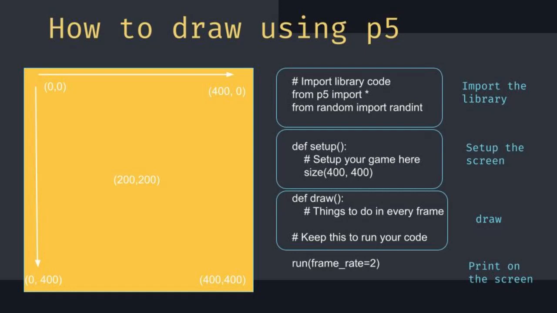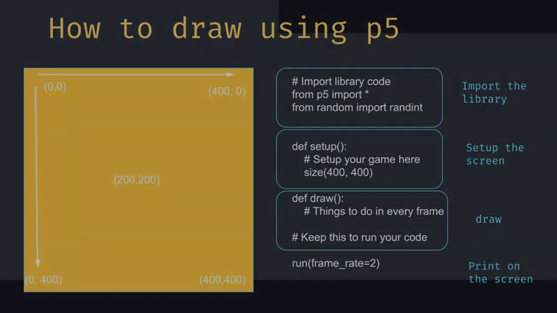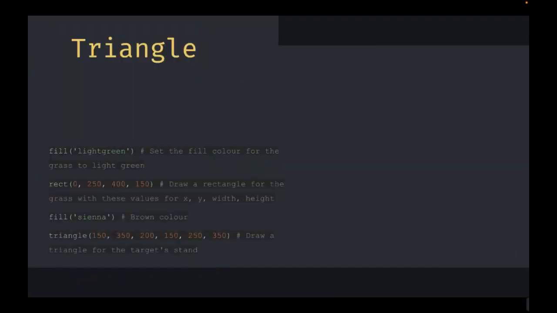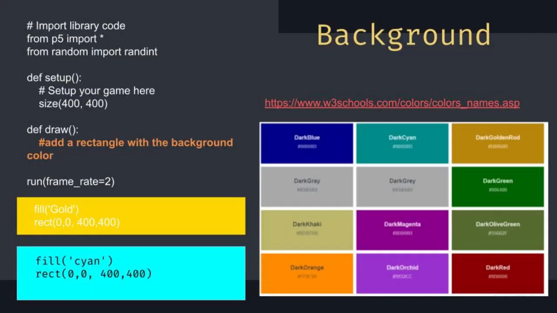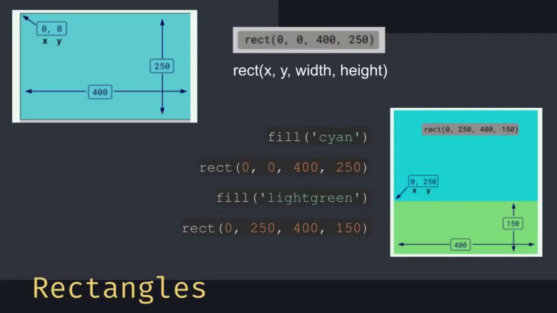Now let's add some color in the background. We will add a rectangle, whose top left corner will be at 0, 0, with a width of 400 and a height of 400. To make sure it's filled with a color, we will use the function fill, with the name of the color as an argument. There are only a certain number of names we can use, available in this link: www.w3schools.com/colors/colors_names.asp. So for a gold background: fill, gold, rect, 0, 0, 400, 400.